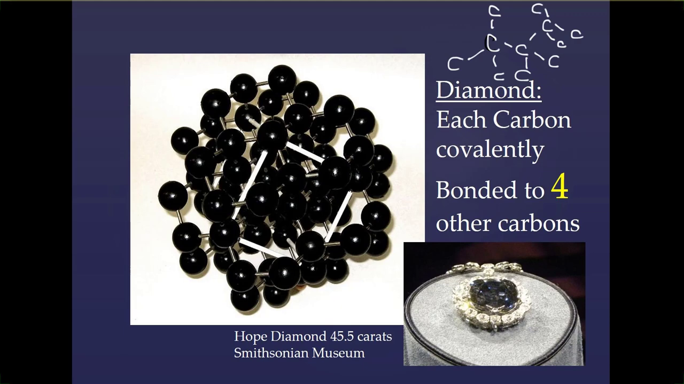So kind of hard to draw out, but if you look at the model that I have right there, you can just picture this really, really strong structure. So when you go to cut a diamond, or it's hard to imagine melting it, but you would have to break those covalent bonds.